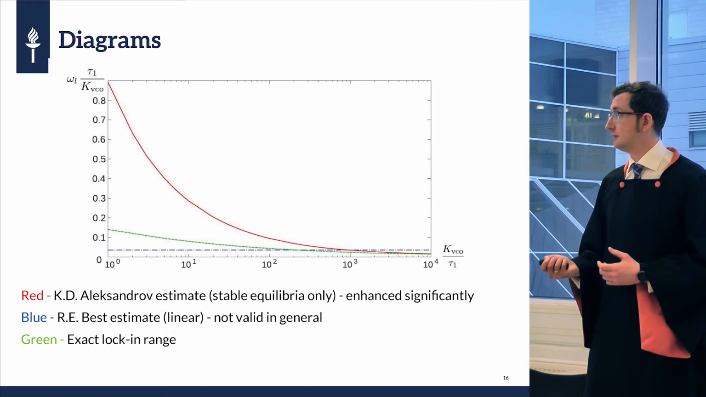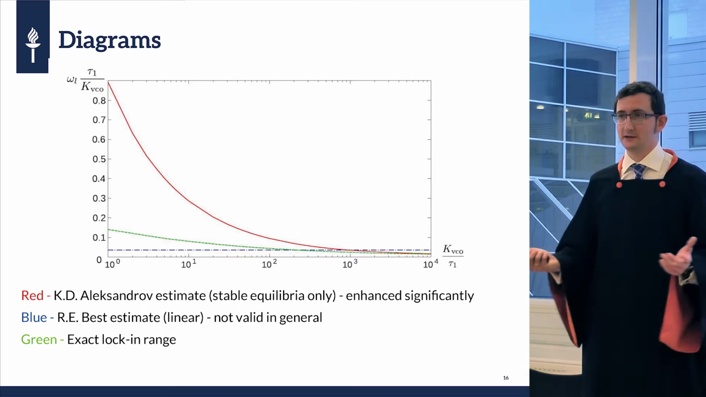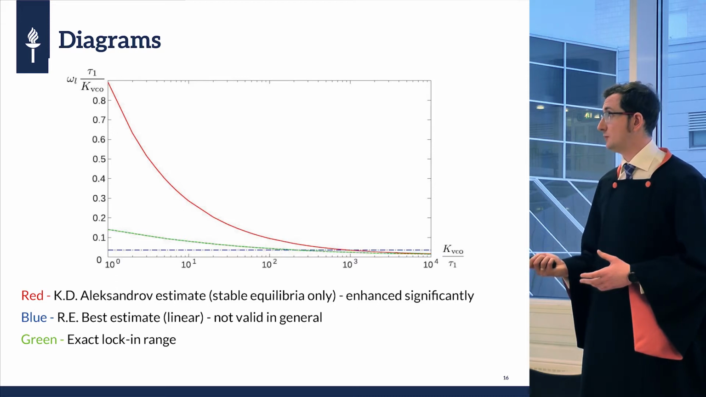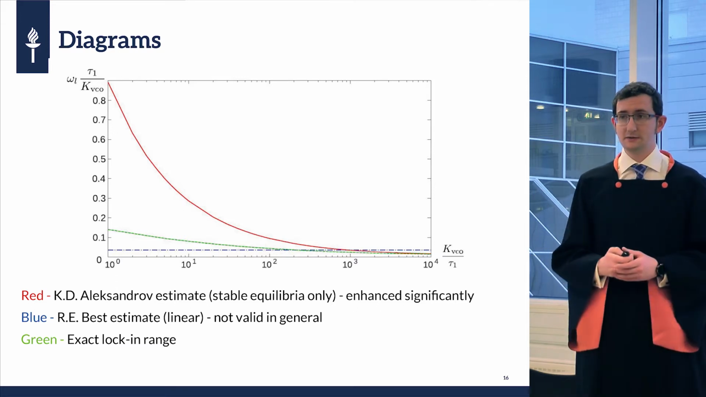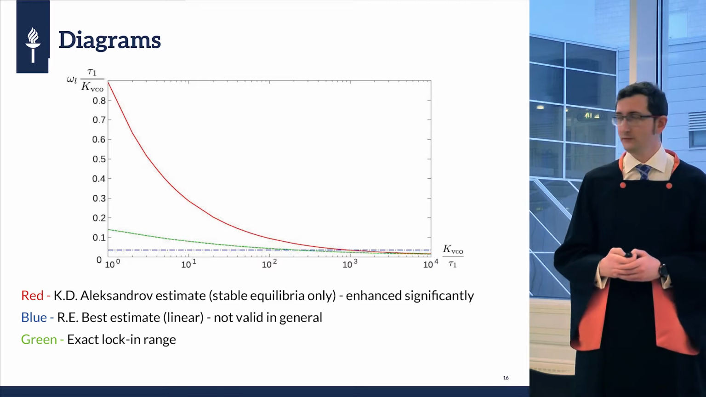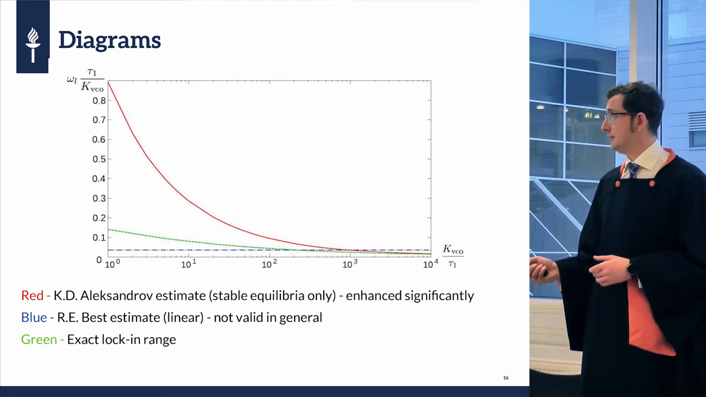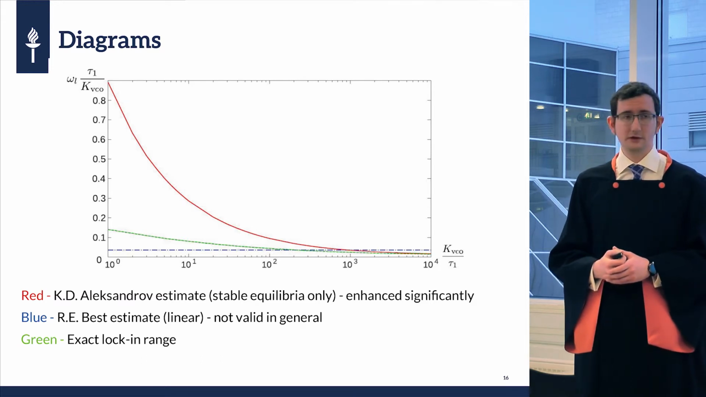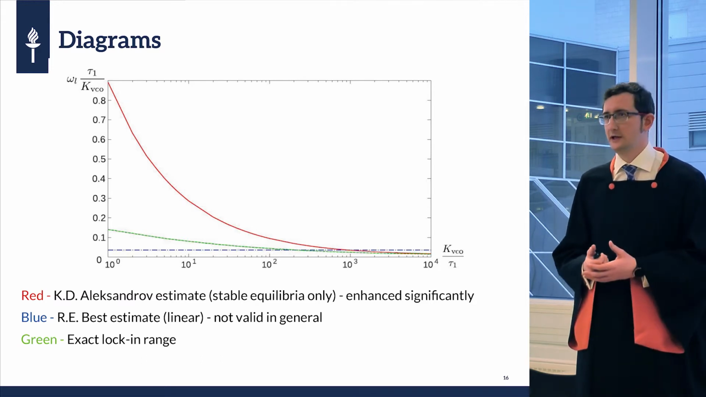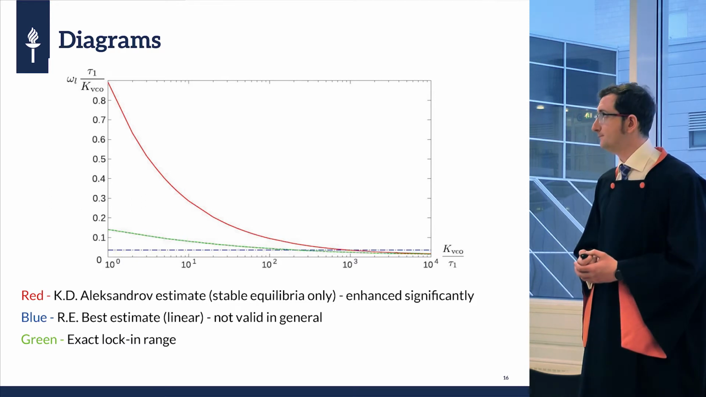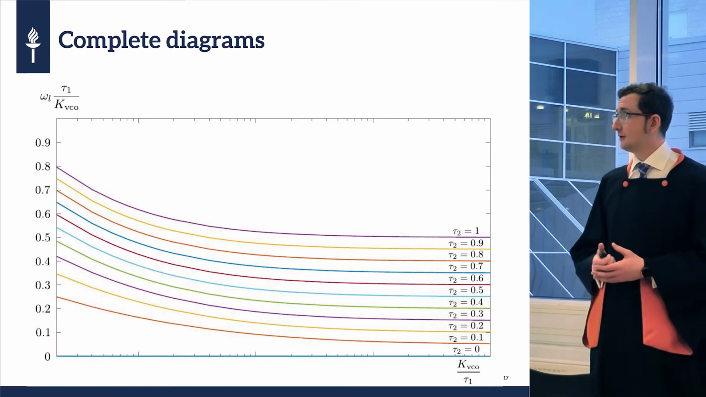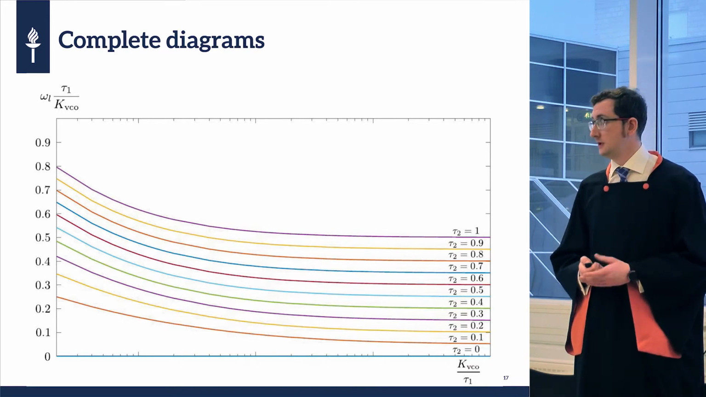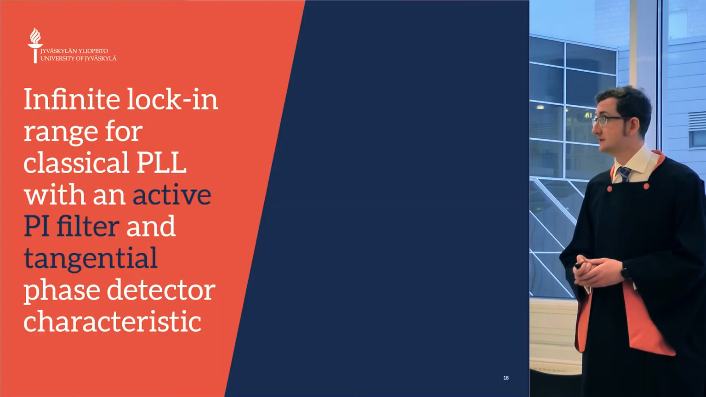The red here on this picture is an estimate by Konstantin Alexandrov. Green is the estimate done in this work, and blue is the linear estimate by Roland Best. So as you can see, the linear estimate allows cycle slipping for some parameters, and it was significantly enhanced in my work. So complete diagrams can be built for usage, and that's it for this system.